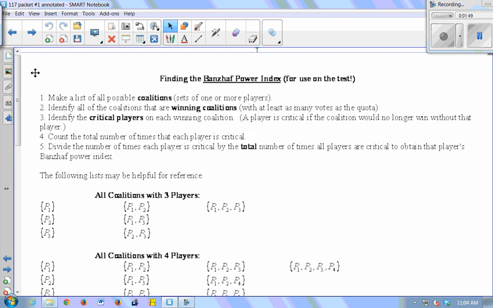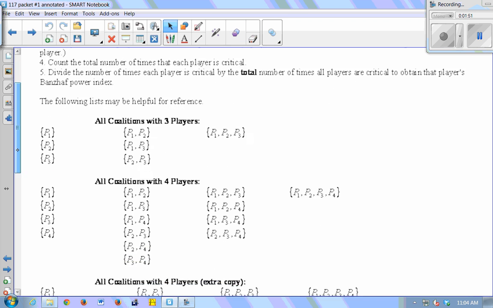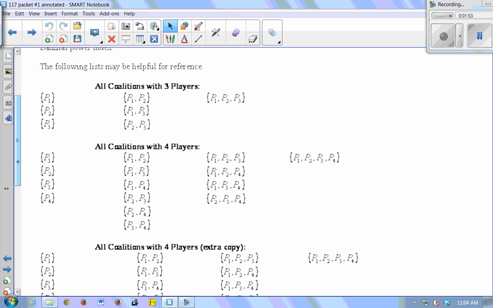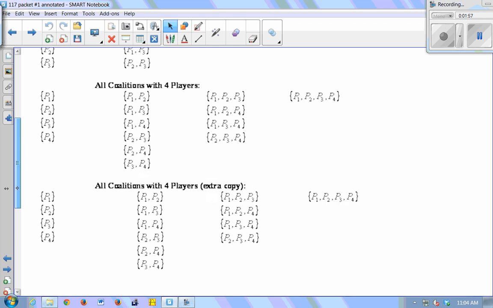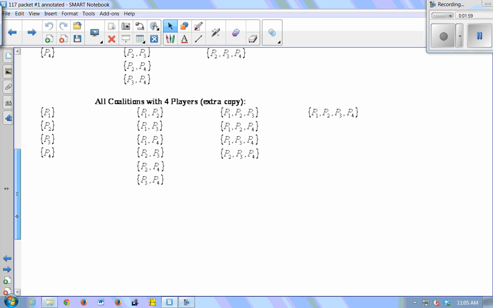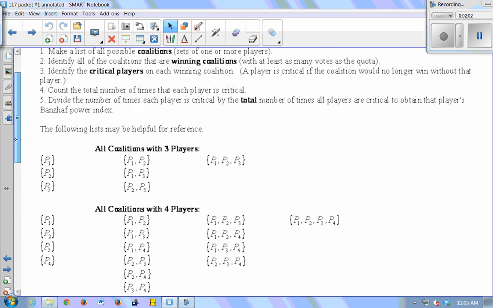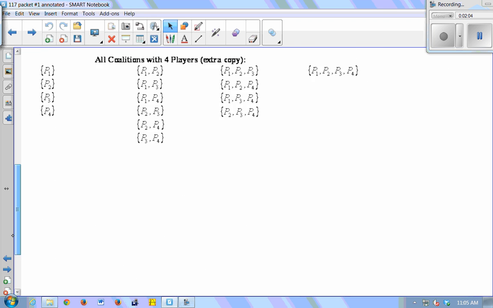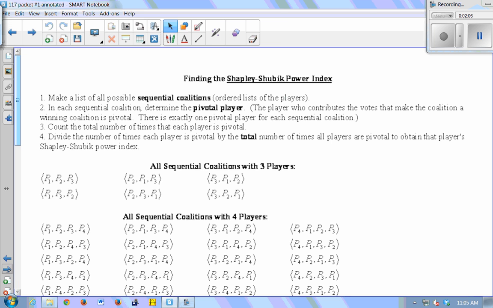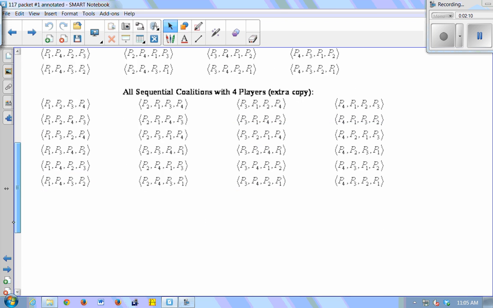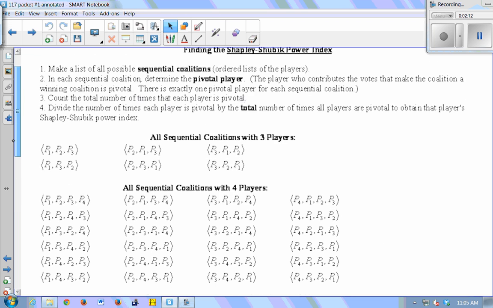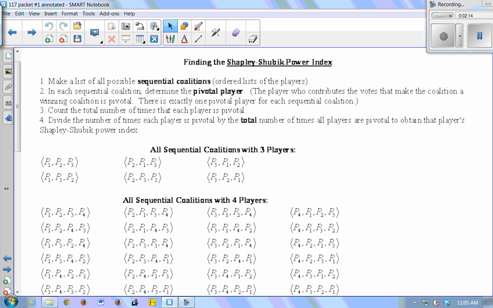Finding the Banzhaf Power Index, with a handy list of all the coalitions with 3 players and 4 players, and how to calculate BPI. And then I believe the next page we have SSPI, how to calculate the Shapley-Shubik. So you can bring both of these with you to the test. They're just little summaries, how to do those, pages 7 and 8.